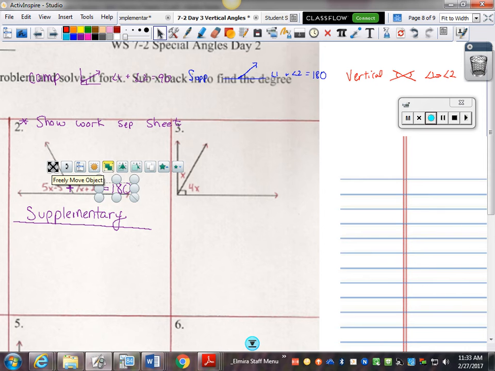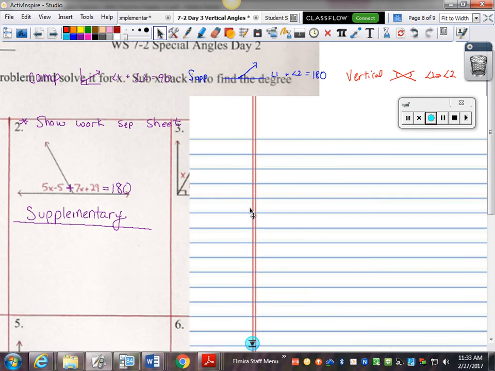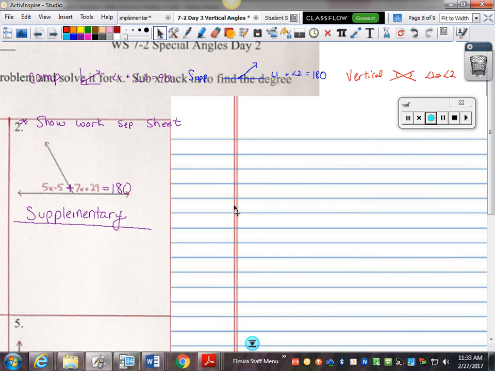Okay? So I'm going to switch to lined paper. And it's okay if we go out of order. Number 2, the equation is 5x minus 5 plus 7x plus 29 equals 180. Now, because we're combining the Friday before break with today's work, don't forget, we have to check, are these like terms or are they variables on both sides?